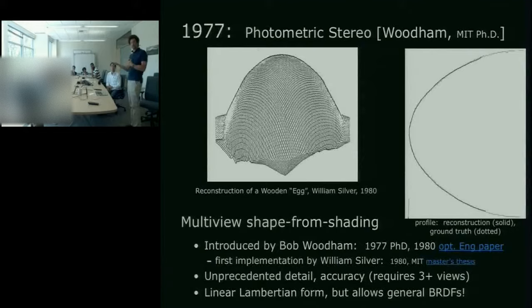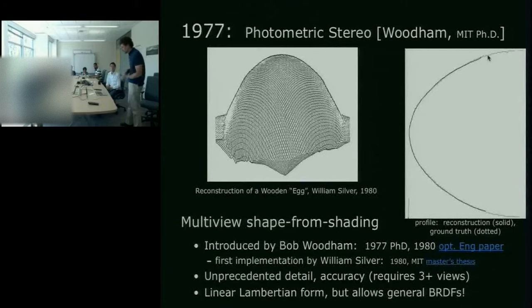Woodham described this photometric stereo approach in his thesis, but actually he wasn't the one who implemented it. The first implementation was by a master's student, William Silver, in 1980, also at MIT. And you can see by the result, this is a reconstruction of basically an egg. It's not actually a real egg, it's a wooden egg. If you compare this model to all the other models I've shown up to this point, the details are spectacular. On the right is a profile of the egg in black, and there's a dotted line which you probably can't see very well, but the dotted line is the ground truth, the correct answer, and they're basically identical.